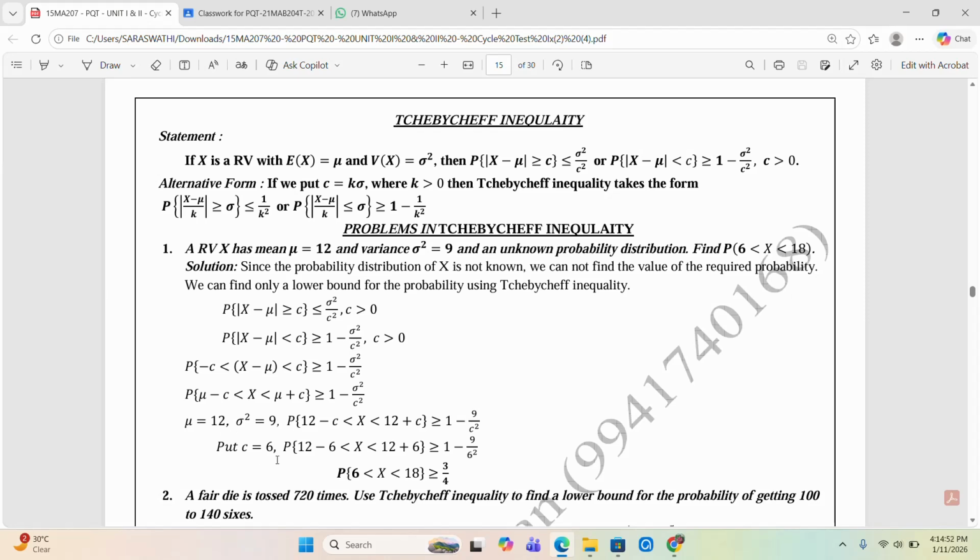So now after we have chosen the value of c as 6, 12 minus 6 is 6, and 12 plus 6 is equal to 18, with c equal to 6. Substitute it in the right hand side also: 1 minus 9 by 6 square. After taking the LCM, 6 square is 36, so 36 minus 9 by 36. After simplifying we have 3 by 4. Hence the probability of 6 less than x less than 18 is greater than or equal to 3 by 4.